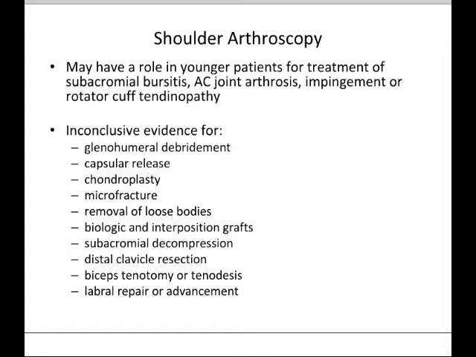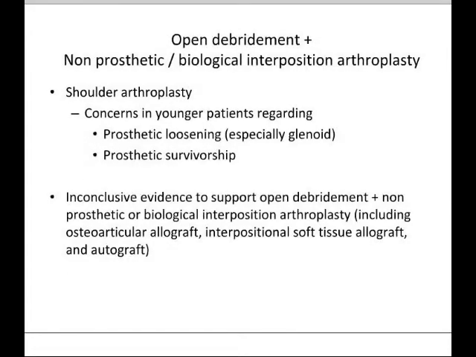In terms of open debridement and non-prosthetic or biological interposition arthroplasty, there are obviously concerns in younger patients with shoulder arthroplasty, especially in terms of glenoid loosening and survivorship and the need for revision. The evidence is inconclusive to support an open debridement or any non-prosthetic or biological interposition arthroplasty, including any allograft, interpositional soft tissue allograft and autograft at this stage. So the mainstay often is arthroplasty, and it's quite a controversial area.